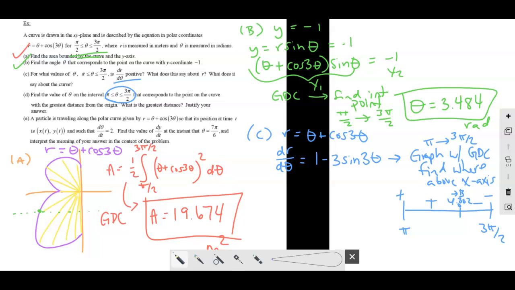Right, the derivative was, so I guess answer the question. It says find the values of theta on the intervals. I'm definitely still on part C. I circled the wrong thing.